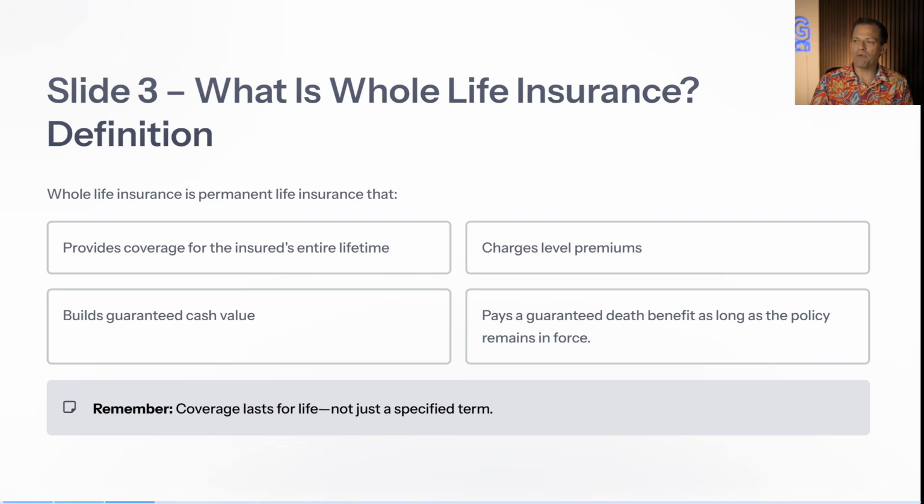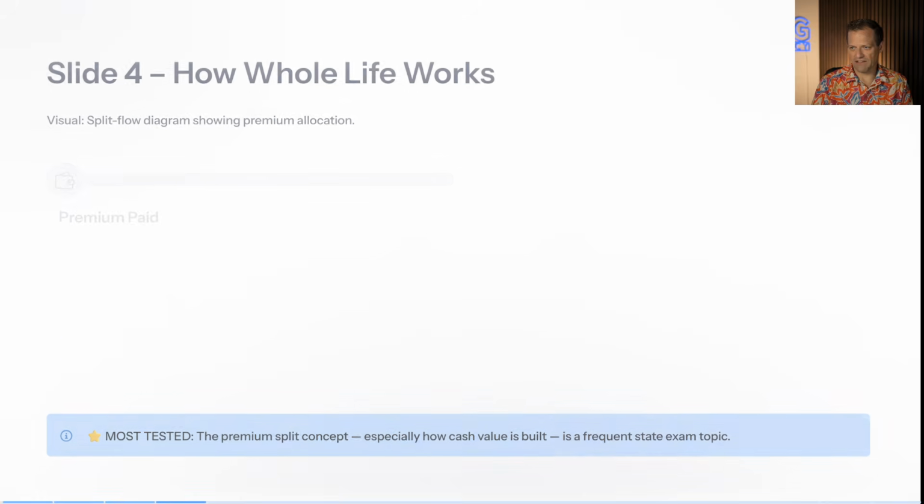It charges level premiums, so you don't see fluctuations in premiums because of the policy becoming renewable at a higher rate, or because it's a universal life plan where they're flexible. It's the same premium fixed in place. They never change. It builds guaranteed cash value. So an important component of whole life insurance is the cash value. We'll talk about that momentarily. And it pays a guaranteed death benefit as long as the policy remains in force. So in short, whole life lasts your whole life, not just for a specified term.